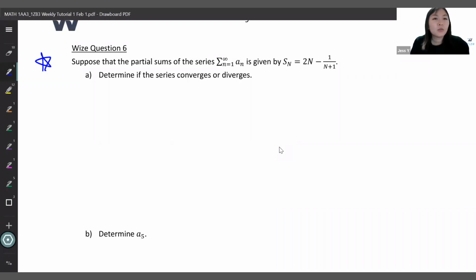Okay, so suppose that the partial sum of a series, the sum where n goes from 1 to infinity of an, is given by Sn equals 2n minus 1 over n plus 1. Meaning if I add up the first n terms, I'm going to get 2n minus 1 over n plus 1. I want to determine if the series converges or diverges.